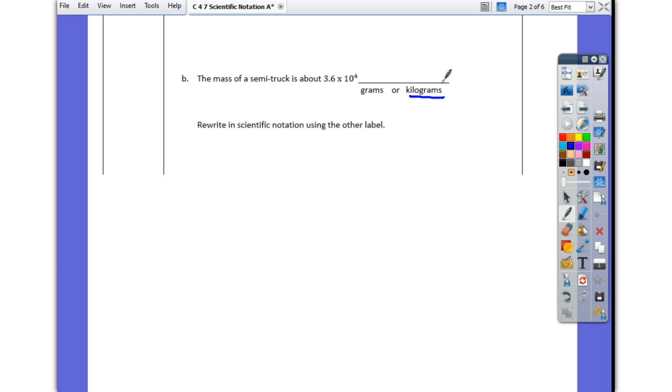How many times do I move it to the right? 36,000 kilograms. 1, 2, 3, 4. You're going to want to use commas today. All right. Now I need to turn that into what? Kilograms. These are kilograms. I forgot my label. Those are important today in word problems. Turn it into what? Grams.